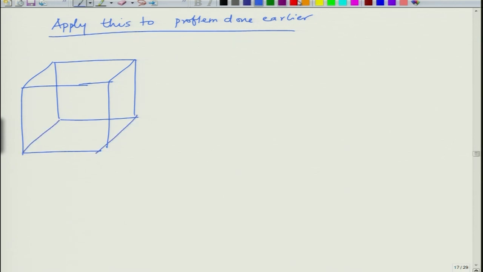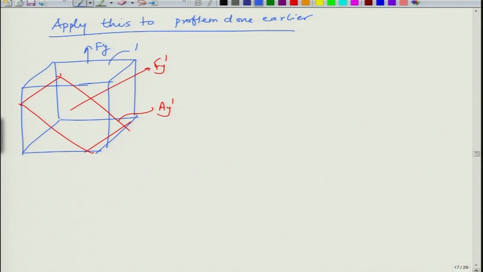So we made a plane which was like this. Okay. So, this was, let us say, a y prime, this was f y prime, this was f y, and this was a y. Okay. This was x, this was x prime, and of course, y and y prime are listed there, and this angle was basically, you can say, theta.